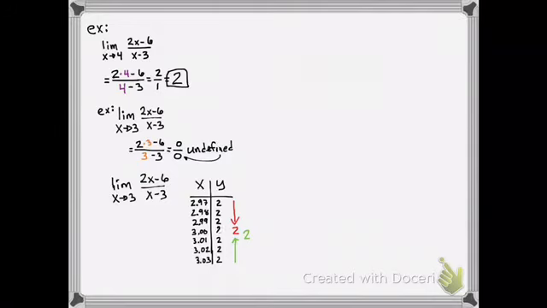The limit is 2, even though when we plugged in 3, we got 0 divided by 0. It happens to be the same limit as the other one. There's reasons why this is happening, and we will see that in the next video.